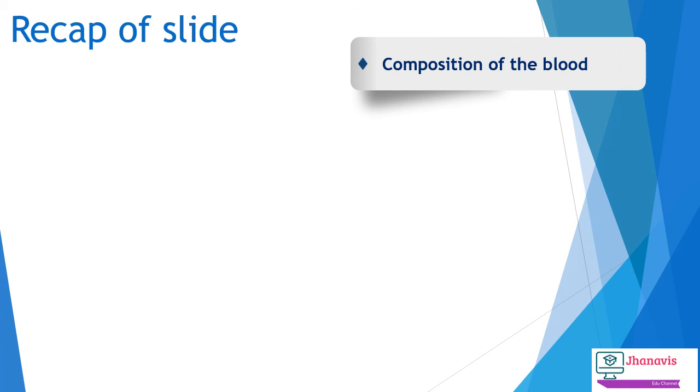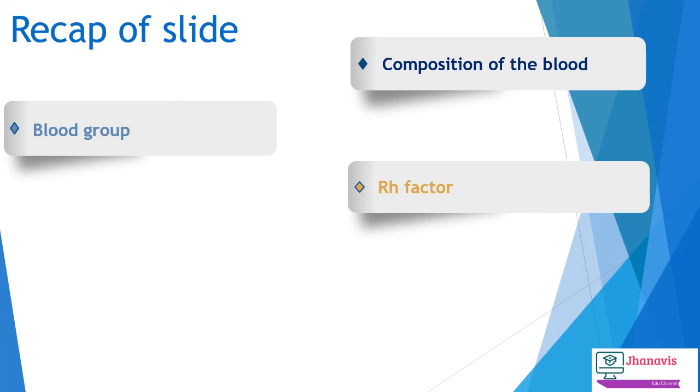Let's start the recap of this video. We have learned about the composition of the blood: the blood contains RBC, WBC, platelets and plasma. Then we have studied the blood groups, the different types, namely A, B, AB and O, and what type of antigens and antibodies are present in them. We have also studied the Rh factor, which is inherited from monkeys. If it is present, we call it Rh positive. If it is absent, we call it Rh negative. Based on this, we have also studied one disorder associated with this, which we call erythroblastosis fetalis.